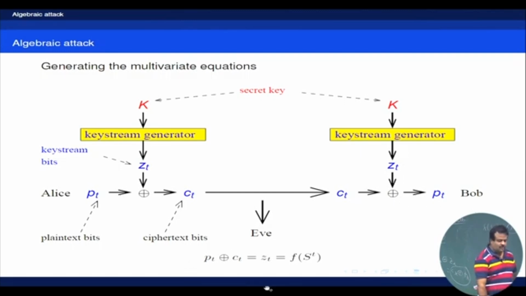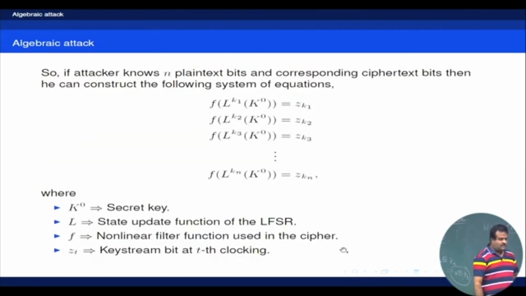Now what is the attacker doing? The attacker receives this ciphertext. Suppose the attacker has a few ciphertext bits and the corresponding plaintext bits. So this is a known plaintext attack. If the attacker knows n plaintext bits and the corresponding ciphertext bits, then he can construct the following system of equations.